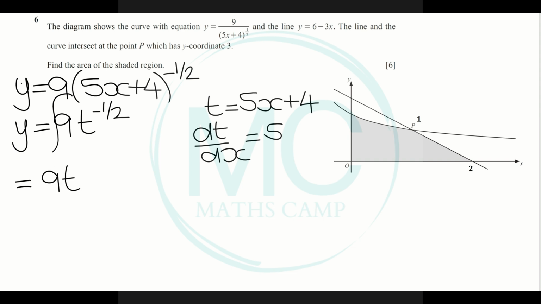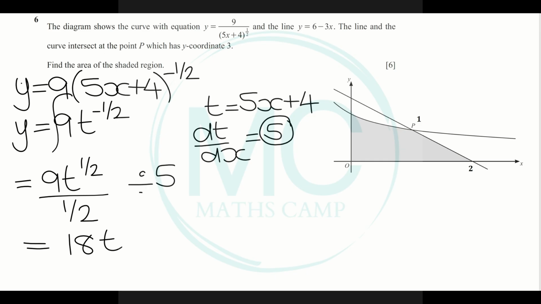And now I can integrate, and I get 9t with an exponent of negative 1 over 2 plus 1, which becomes positive 1 over 2, all over 1 over 2. Because I'm using the reverse chain rule, I now need to divide by my derivative, which is 5. 9 divided by 1 over 2 is 9 multiplied by 2, so this becomes 18t with an exponent of 1 over 2, all over 5.